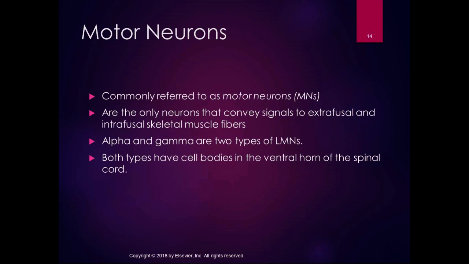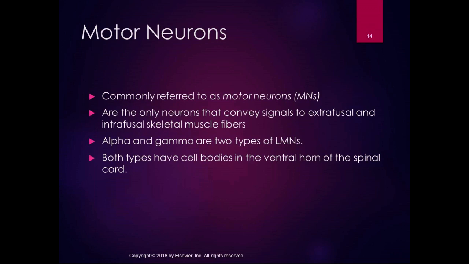So we talked about the somatosensory neuron cell bodies. The first order neurons have their cell body in the dorsal horn of the spinal cord, while the lower motor neurons have their cell bodies in the ventral horn of the spinal cord. So the lower motor neuron axons leave the spinal cord via the ventral root.